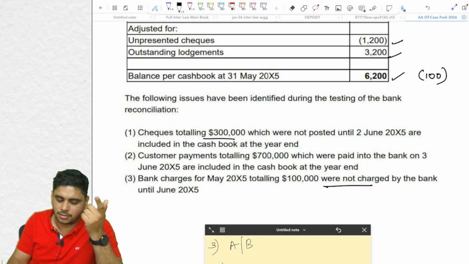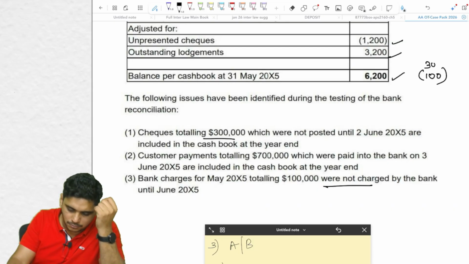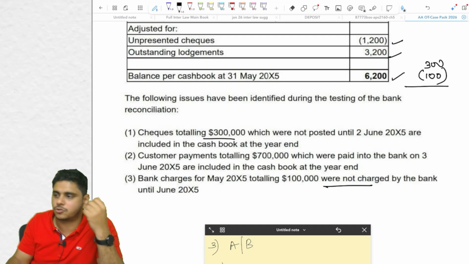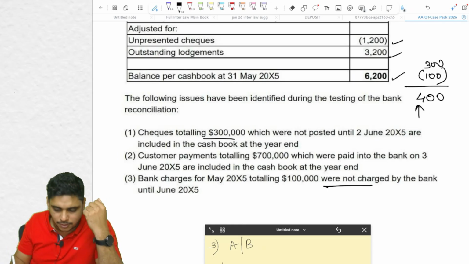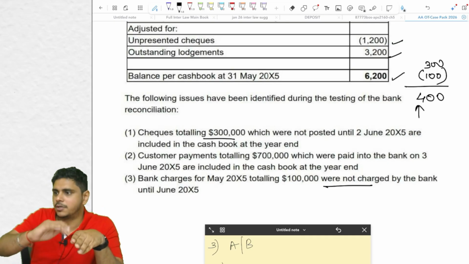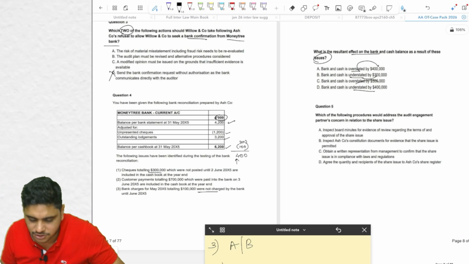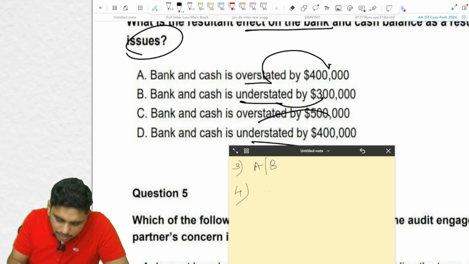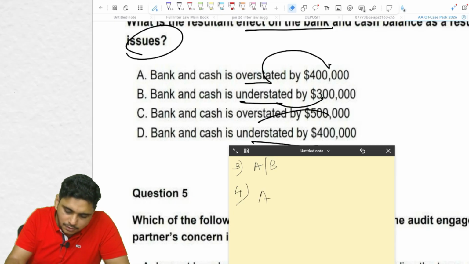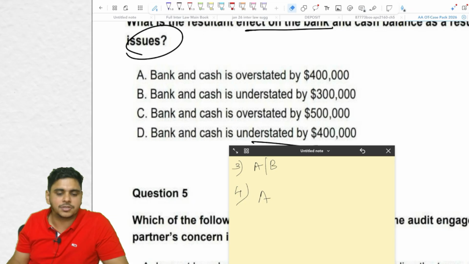Were not posted, right? Okay. These are included. They should not be included. So I think it is a 400 overstatement. It should not be there, right? But they have included it. So it should be a 400 overstatement, and that comes in A. It is overstated because it is included; ideally, it should not be included.